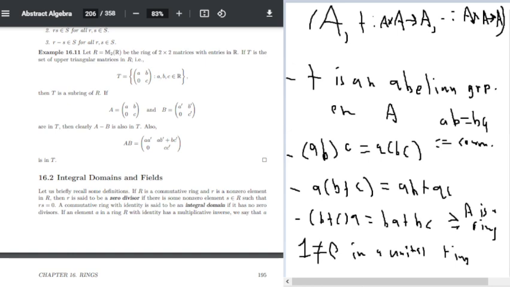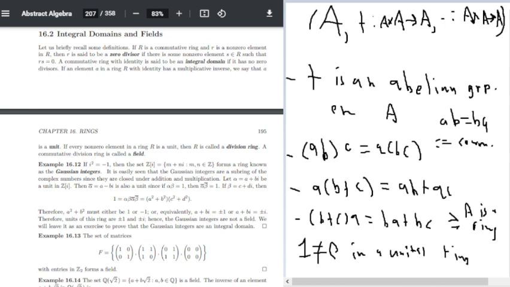If A is equal to [a b; 0 c] and B is equal to [a' b'; 0 c'] are in T, then clearly A minus B is also in T. Also, AB is equal to [aa' ab'+bc'; 0 cc'], which is in T. So this basically extends the example we worked on in previous exercises to an entire ring structure instead of just group structure.